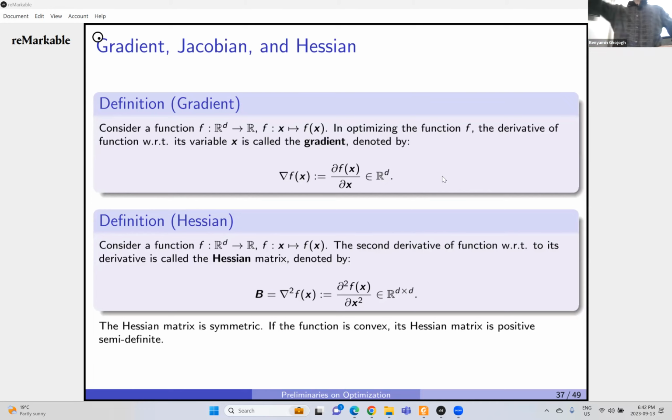What do I mean by a scalar function? The output of the function is a scalar, and assume the input of the function is a vector or matrix, like this case. Function f gets a vector in R^d and outputs a real number, so it maps x to f of x.